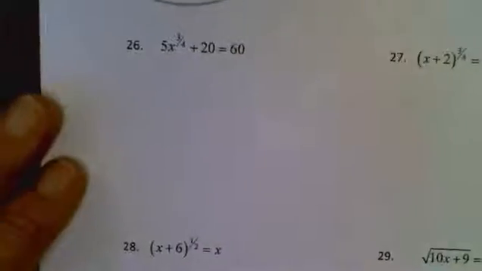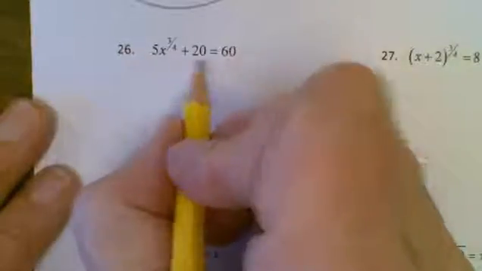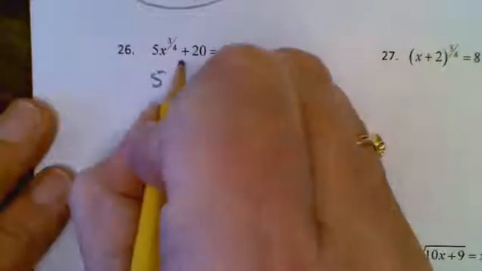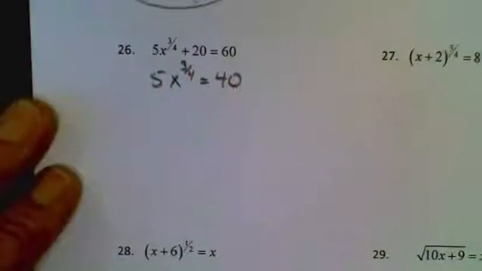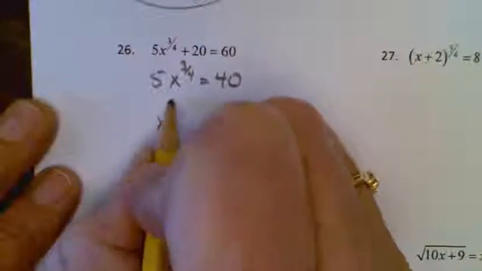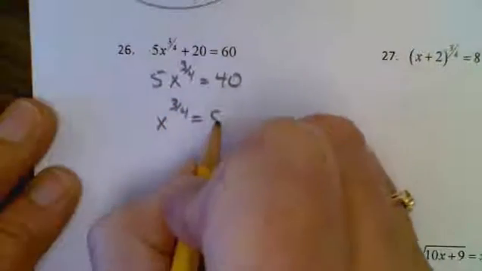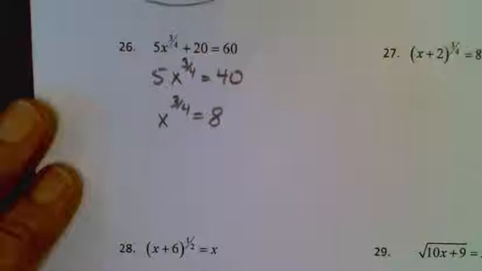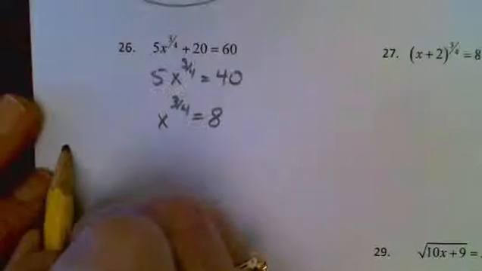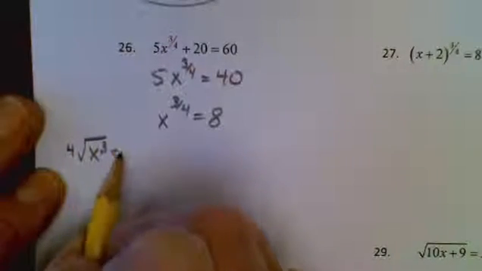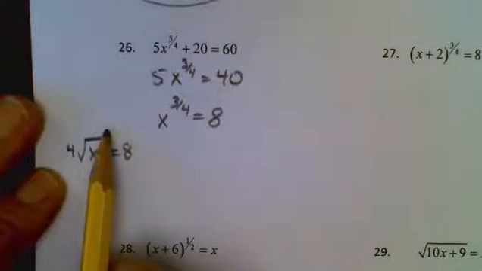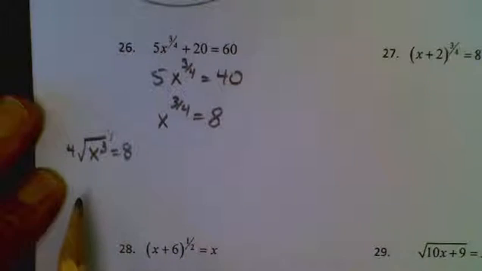All right, 26, we're going to subtract 20. So you have to get this base by itself first. So I subtract 20 on each side, divide by 5, and I get x to the 3/4 equals 8. And again, if you need to, think of this as the 4th root of x to the third equals 8, and now you see that you need to raise it to the 4th power.